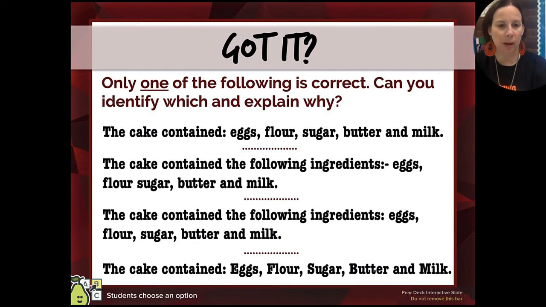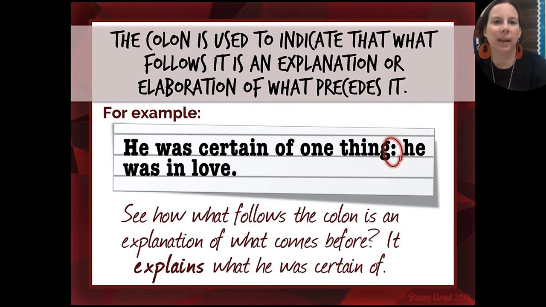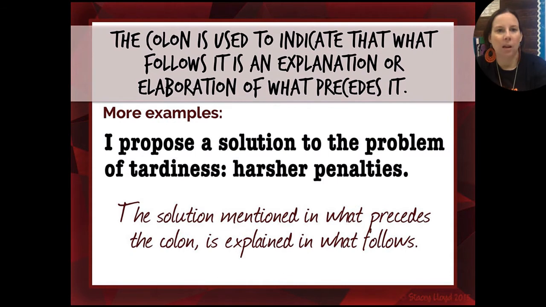Okay, so the next thing is it can indicate what follows as an explanation or an elaboration of what precedes it. So he was certain of one thing, okay? Then there's a colon. He was in love. So you can see how he was in love is an explanation of he was certain of one thing. So it explains what he was certain of. It can also, I propose a solution to the problem of tardiness, colon. Harsher penalties. So once again, the solution mentioned in what precedes is explained in what follows.